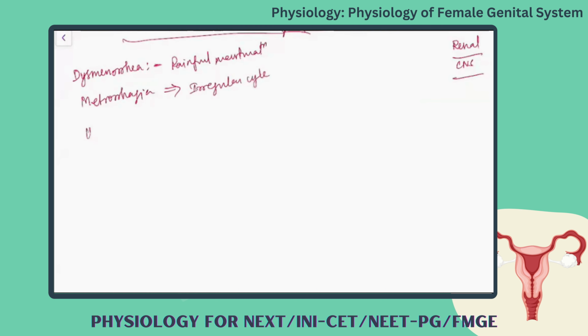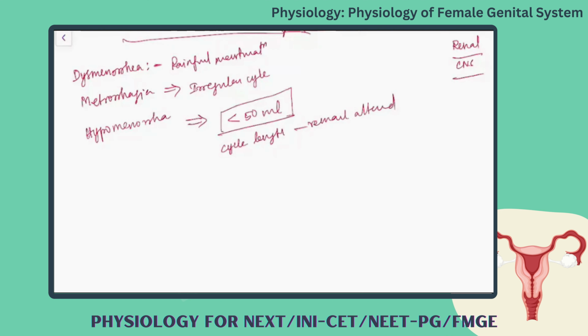And what is hypomenorrhea? Less bleeding. The menstrual bleeding will be less than 50 ml. In definition, the cycle length remains unaltered. The person will have less than 50 ml of bleeding.